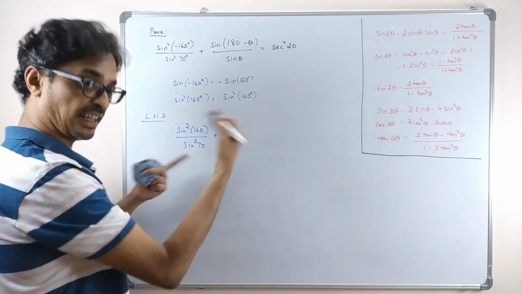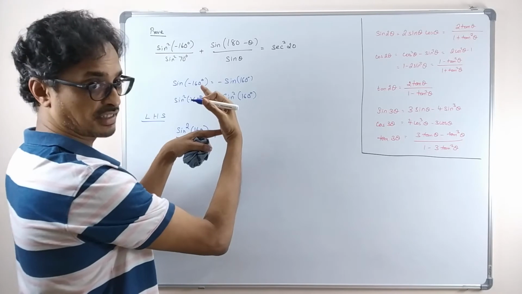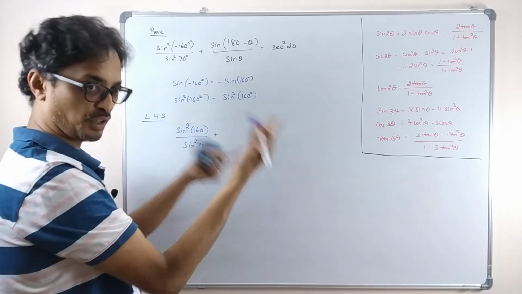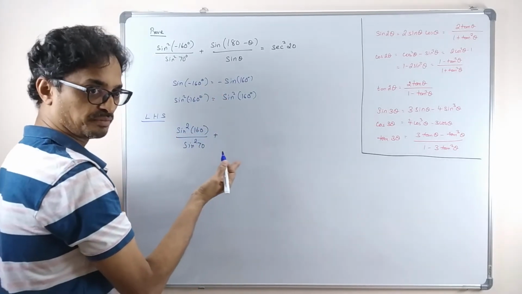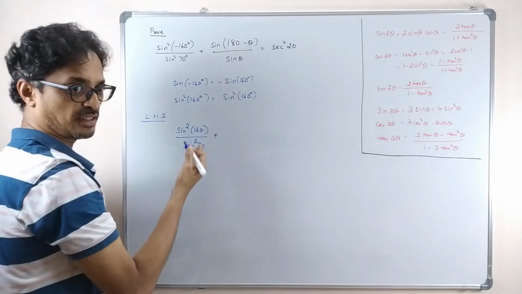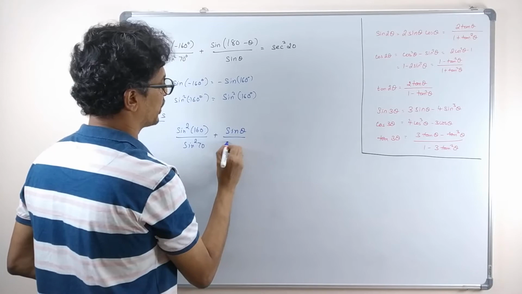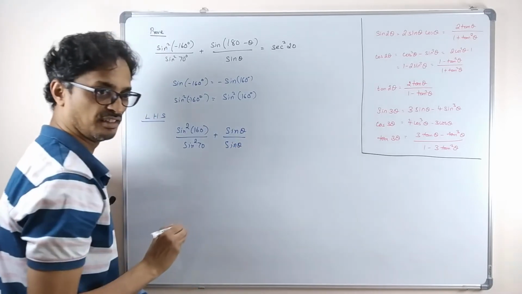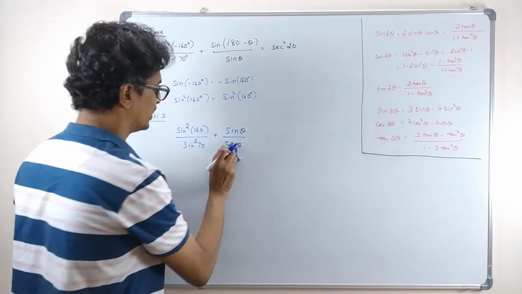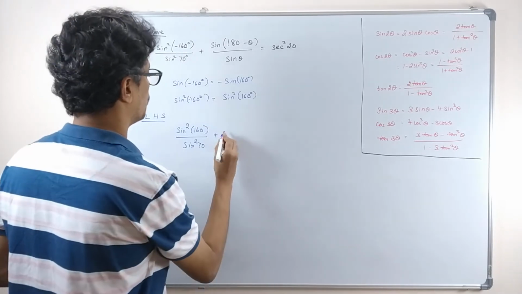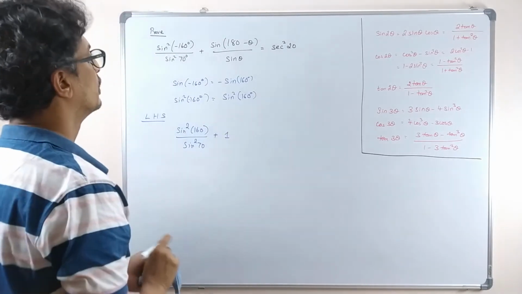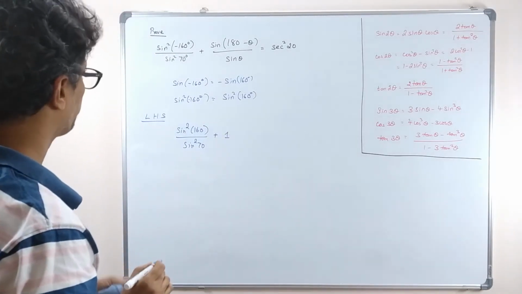That will be what? That's 180 minus theta. So that is sine theta. And this is the second quadrant, and in the second quadrant sine is positive. 180 minus theta, the second quadrant, sine is positive. So this will always be equal to sine theta. Sine theta divided by sine theta, so this becomes 1. Correct? So this is 1. Fine?